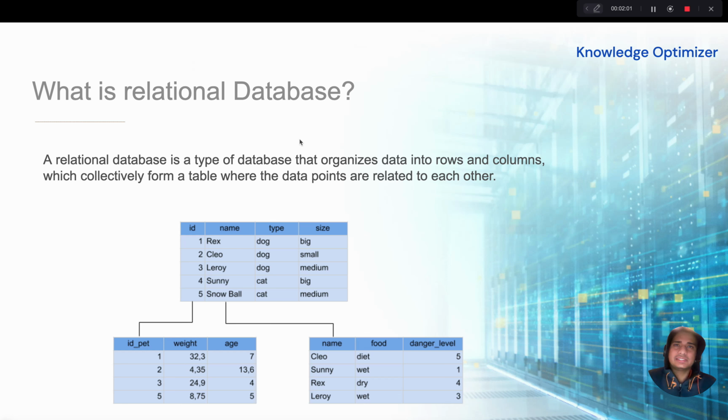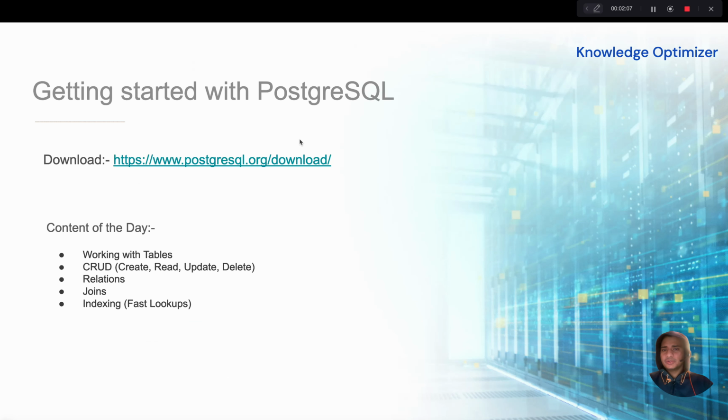So there are various kinds of databases. I think you might have heard of or might have used MySQL. Then this is SQLite. So today we are going to cover PostgreSQL. You can download it from the official website. I won't cover how to download everything.